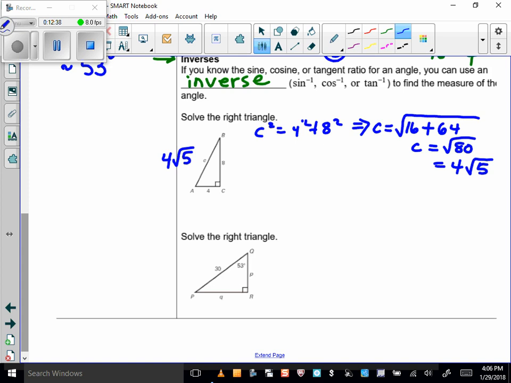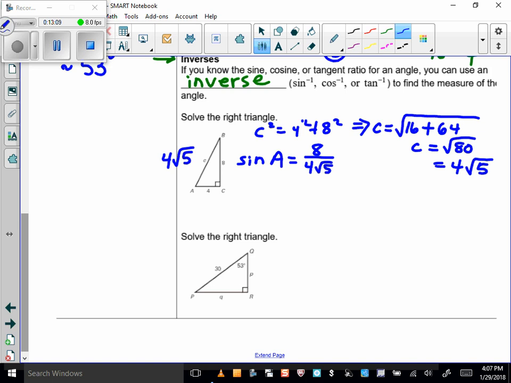We can use sine or cosine or tangent because we have all 3 of the sides. So let's just use sine. So the sine of angle A is the side opposite, which is 8, over the hypotenuse, which is 4 times the square root of 5. Okay, now, I know you have a strong desire at this point to simplify that ratio, but since we're going to just punch this right into our calculator, I'm not going to mess around with simplifying it.